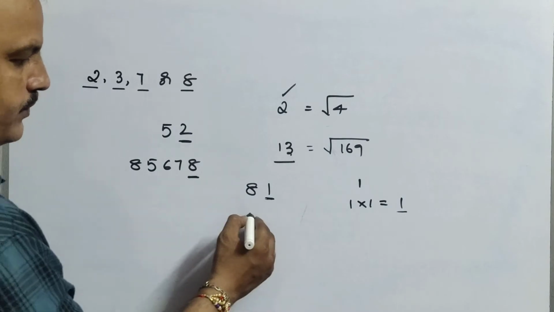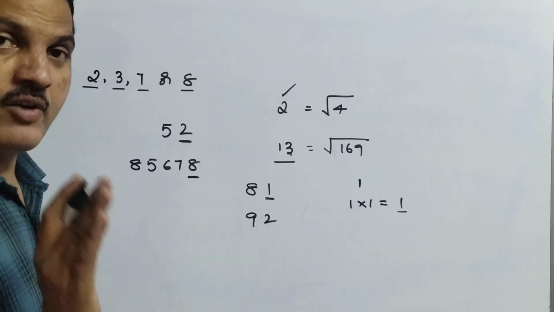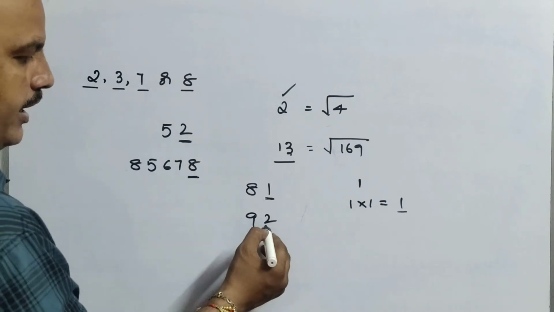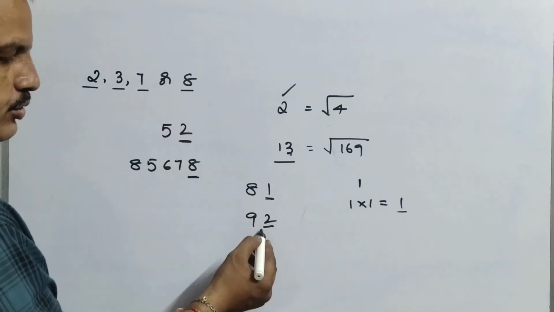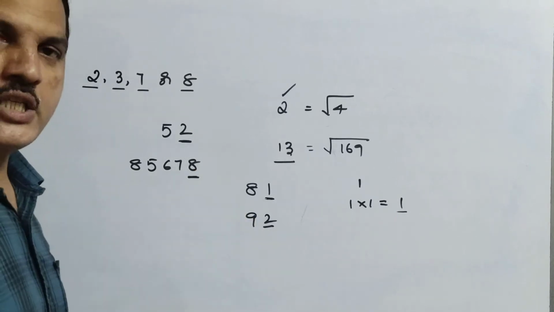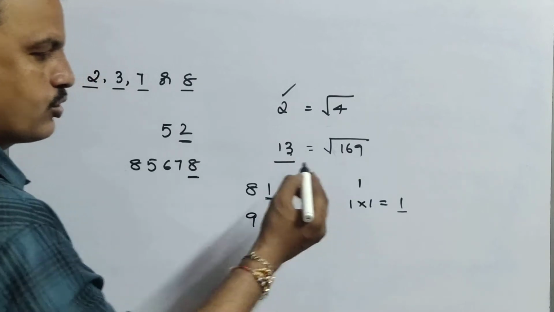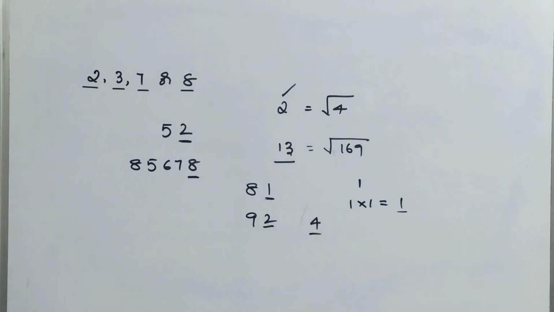Suppose here I am giving the number 92. I am not asking you whether it is a perfect square or not. Simply I gave 92. What is the units place here? 2. The square of the units digit is what? 2 into 2, 2 square, that means 4 is the solution. Okay, now listen very carefully.